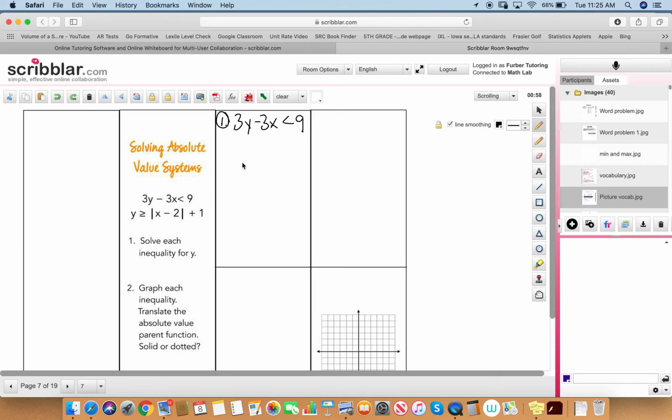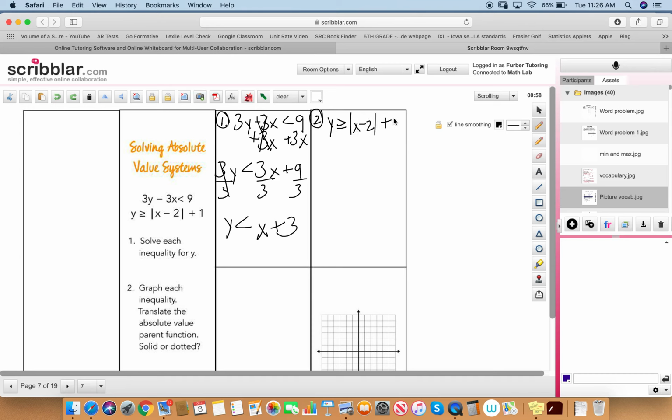To get this one in linear form, I'm going to put it in slope-intercept form. I'm going to add 3x to both sides. I get 3y is less than 3x plus 9. And then divide by 3. So I get a very easy one: y is less than x plus 3. That one is a little bit easier to graph, so we'll be able to do that one quickly. And then the second one, I'm just going to copy it because it's already solved for y.